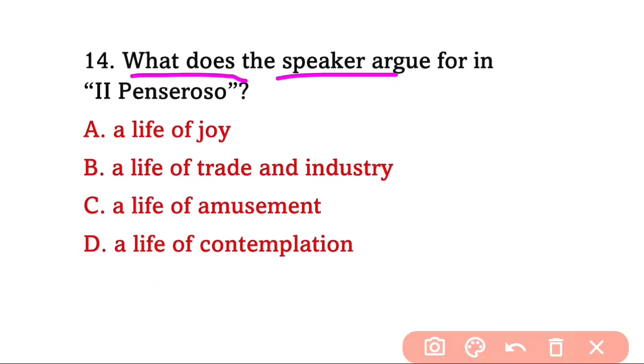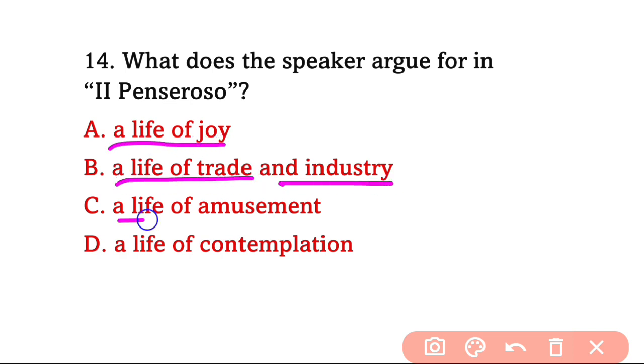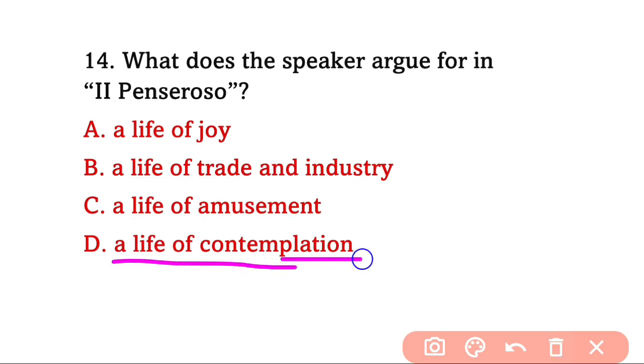What does the speaker argue for in Il Pensieroso? A life of joy, a life of trade and industry, a life of amusement, or a life of contemplation. What will be the answer? The answer will be a life of contemplation. Option D is correct. Next question.